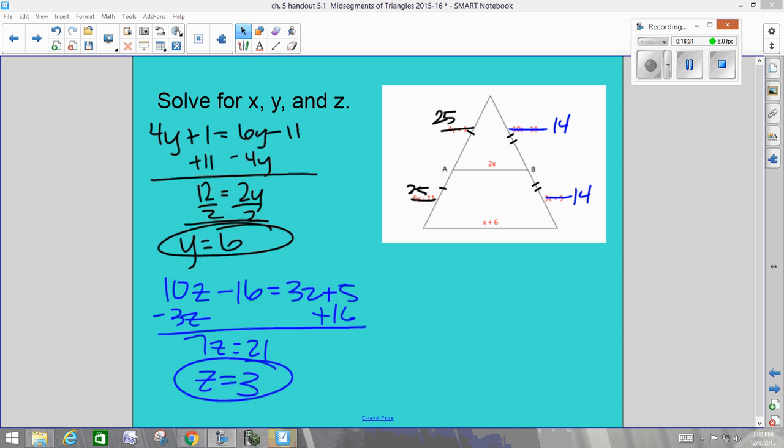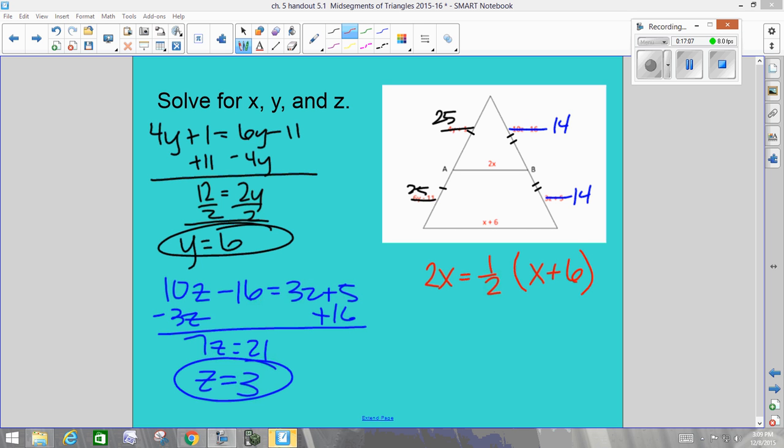Good. Yeah, okay, now we gotta find x. Set them equal, right? So we did with all the other ones. Why not? The mid-segment's half of the bottom one? All right, so how are we gonna write this then? Good. The mid-segment has to be half of the bottom length. So 2x is half of x plus 6.